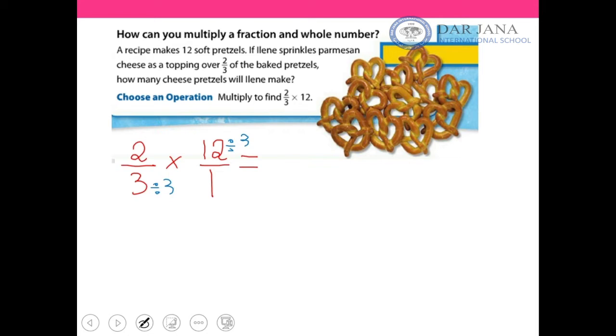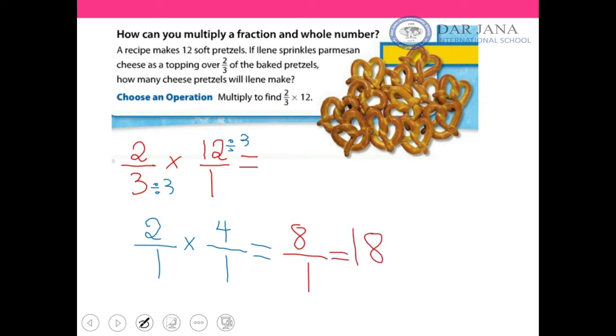The next step, I will rewrite the fractions. So it's going to be 2 over 3 divided by 3, equals 1, times 12 divided by 3 equals 4 over 1. After simplifying, I need to multiply the numerator by the numerator and the denominator by the denominator. So here I will do 2 times 4 equals 8, and then 1 times 1 equals 1. So the answer is 8 over 1, which is equal to 8.